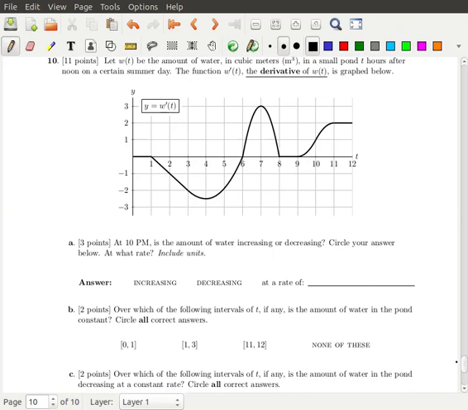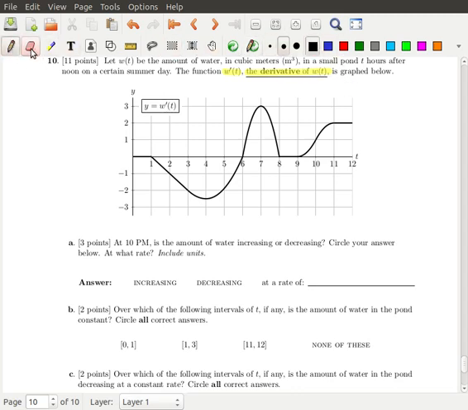Last question. Let W of t be the amount of water in cubic meters in a small pond t hours after noon on a certain summer day. The function W prime, the derivative of W, is graphed below. They're very clear to emphasize this. I'll emphasize it further with highlighting, and once you read this kind of question, you should spend 30 seconds just telling yourself it's the derivative, because so often we get mixed up. By the time you get to part B or part C, you can easily forget this is the derivative function, not the original function.